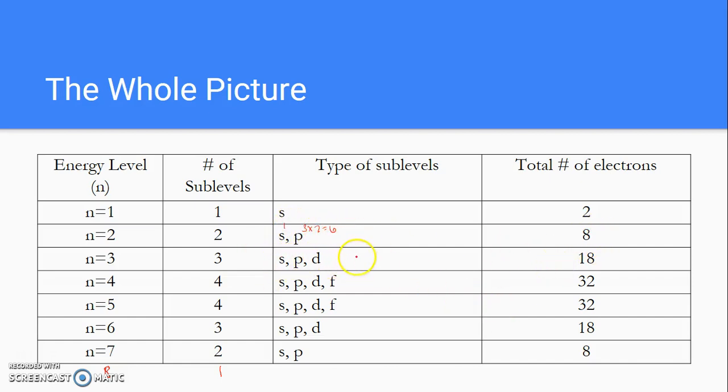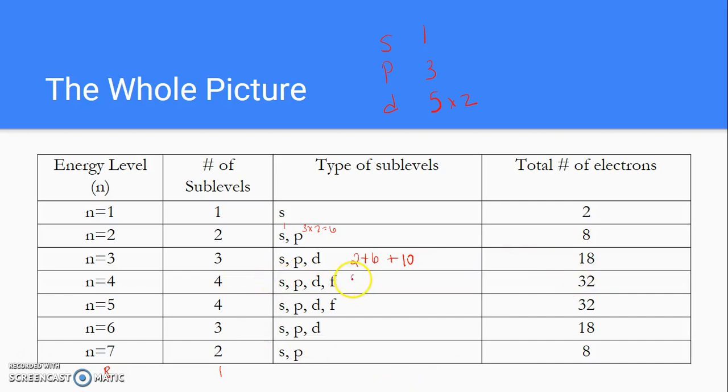Okay, what about this one? Well, the S can hold 2. The P can hold 6. What about the D? The D had 5. Remember, S, P, D, 1, 3, 5. The D has 5 orbitals. 5 orbitals times 2 electrons each is 10. Well, 2 plus 6 plus 10 is 18.